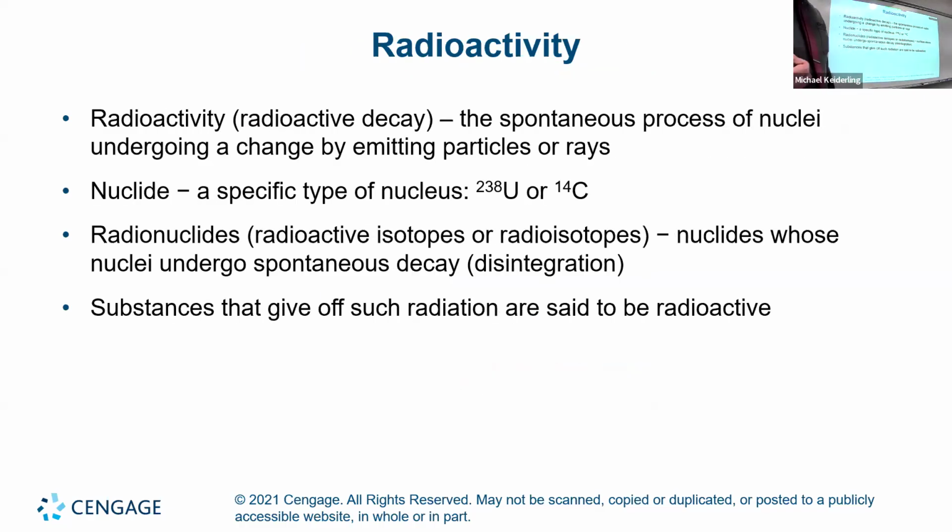Now, radioactivity or radioactive decay is the spontaneous process of a nucleus changing. It's undergoing a change by either emitting particles or rays. And there are three things that commonly come out of radioactive decay. They're named after the first three letters of the Greek alphabet, because sometimes people aren't creative. They are alpha particles, beta particles, and gamma rays.